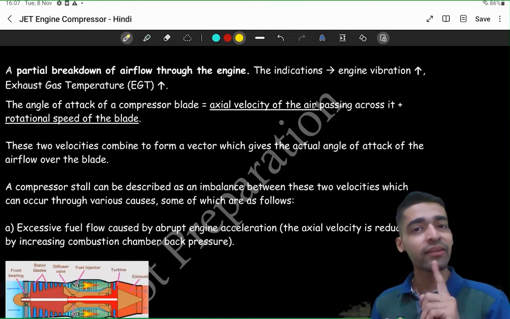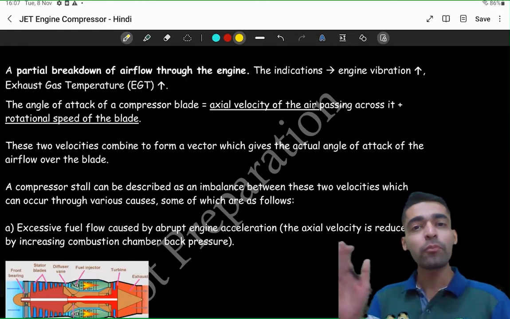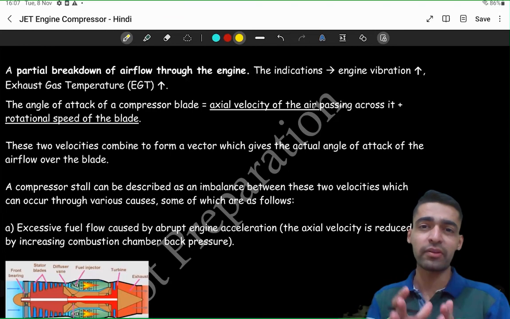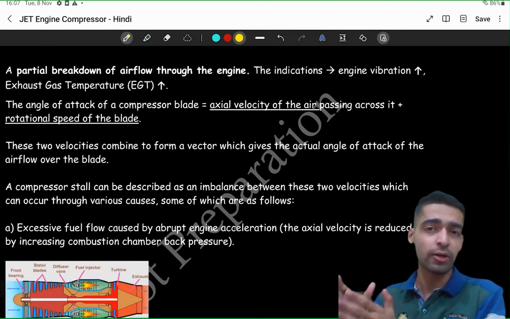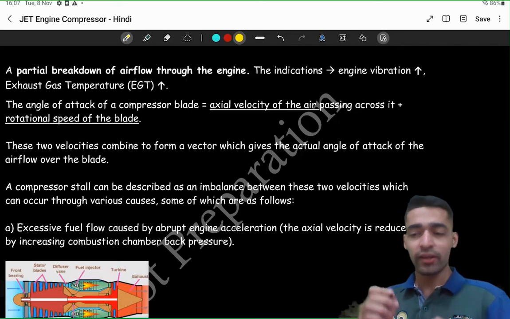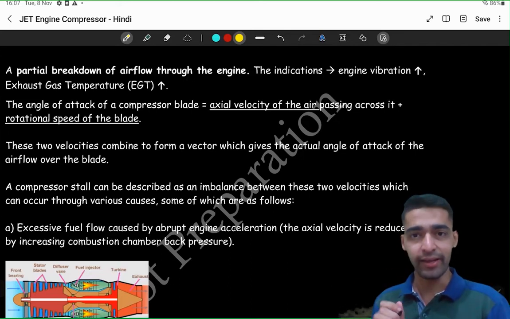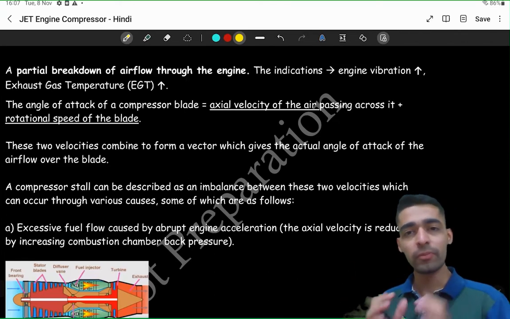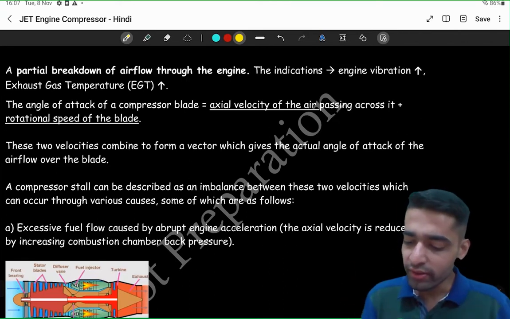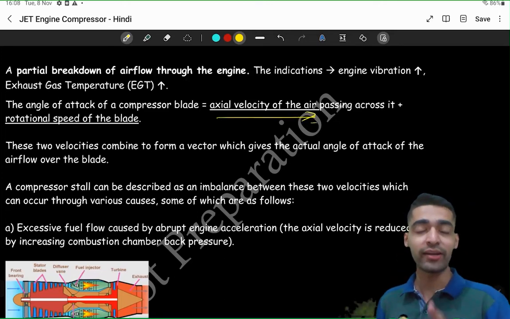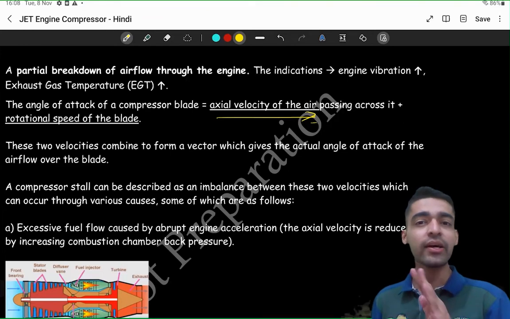If the airspeed is good, then only more and more air will be able to transfer very fast from the compressor to the combustion chamber, to the turbine, to the exhaust. The airspeed will be higher only if the inlet airspeed is higher. Then only throughout the engine will the airspeed be higher, correct? So what does this mean? The axial velocity of air should be higher so that the compressor will not stall.